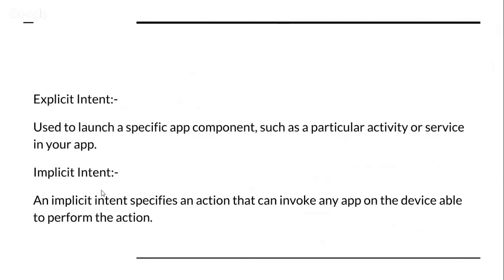First, an explicit intent is used to launch something in your own app. It won't allow you to launch something in another app. An implicit intent, for example, lets you use your browser. You can open a link from Facebook using your browser; they are using an implicit intent there. So this is the main difference between implicit and explicit. In explicit, you won't be able to use another app; it only runs in your own app. In implicit, you can use other apps too for running a particular task or action.